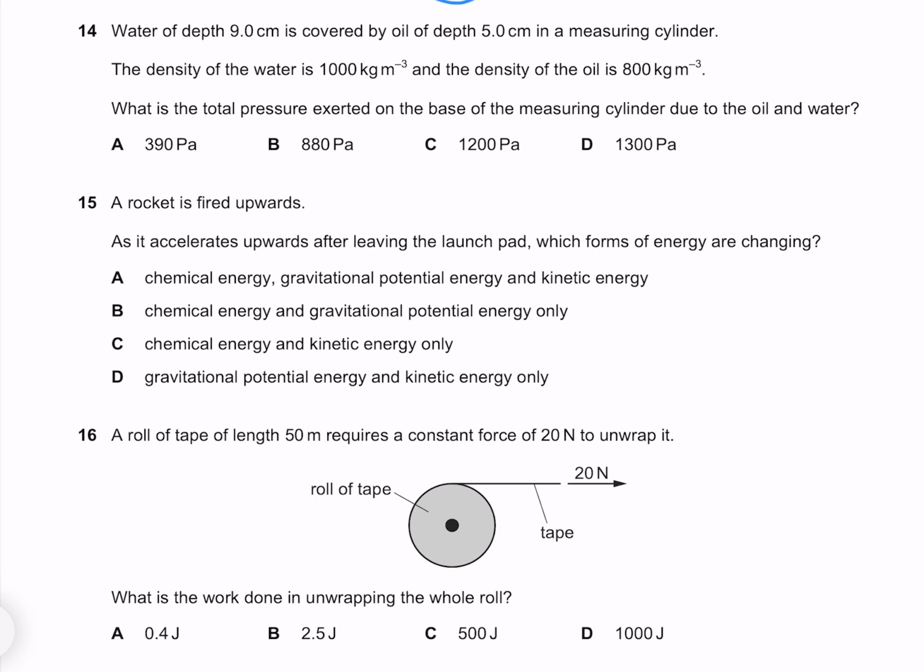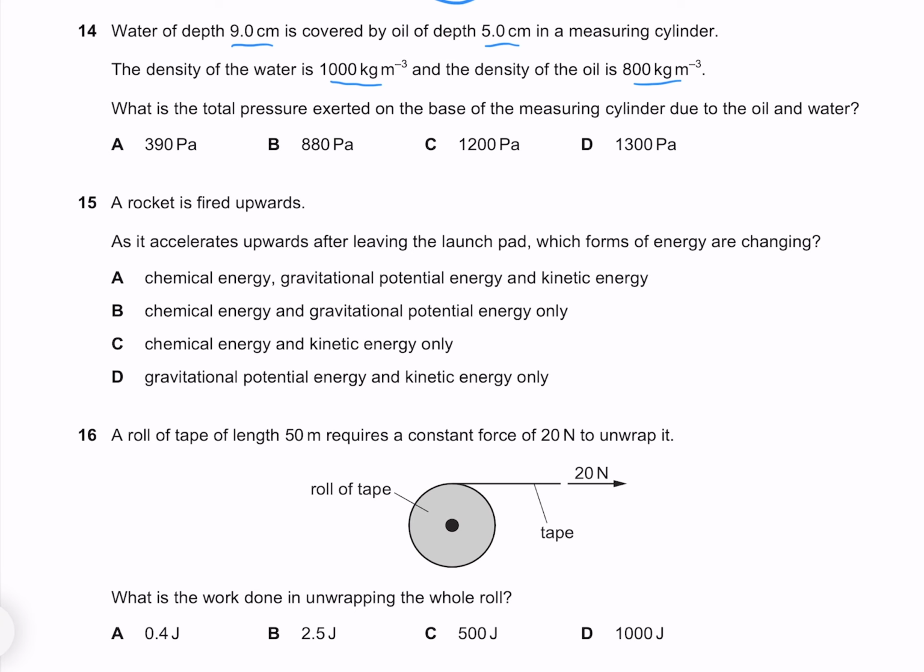Water of depth 0.9 centimeters is covered by oil of depth 5 centimeters in a measuring cylinder. The density of water is 1000 kg/meter cubed, and the density of oil is 800 kilograms per meter cubed. What is the total pressure exerted on the base of the measuring cylinder due to the oil and water?